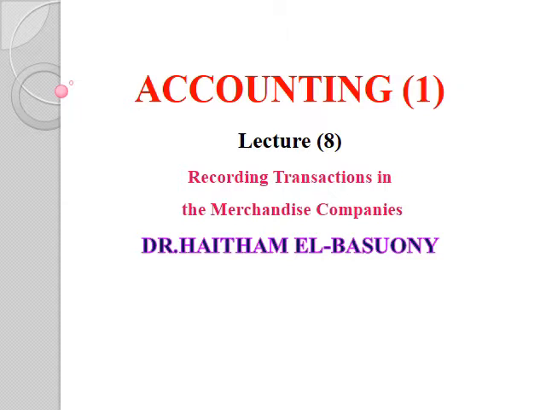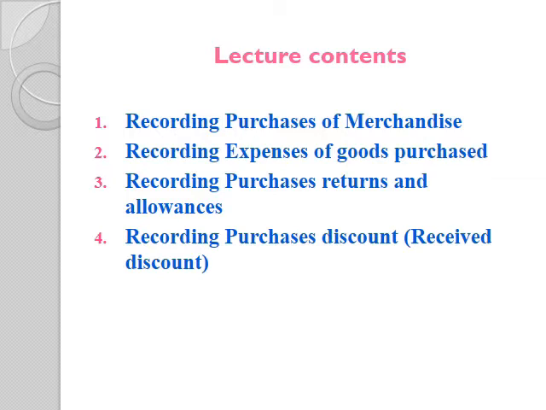Today we will apply the same steps of the accounting cycle, but this time for another kind of companies, which is merchandise companies. In this lecture, we will learn how, number one, recording purchases of merchandise, number two, recording expenses of goods purchased, number three, recording purchases, returns, and allowances, and number four, recording purchases discount or received discount.